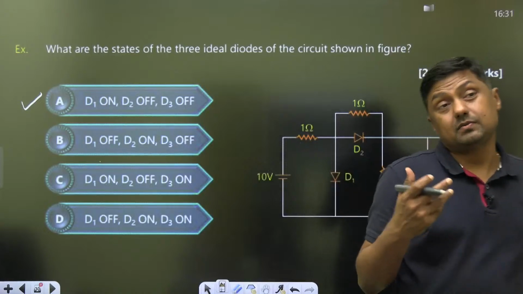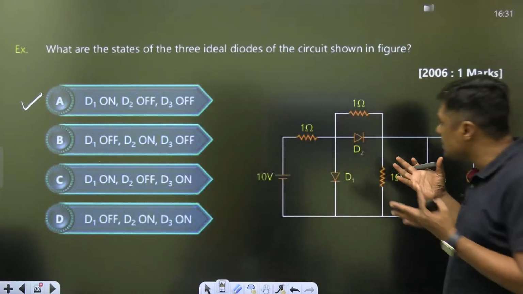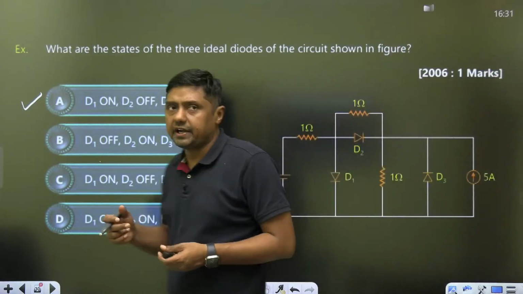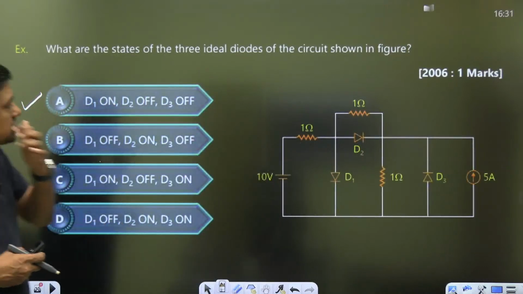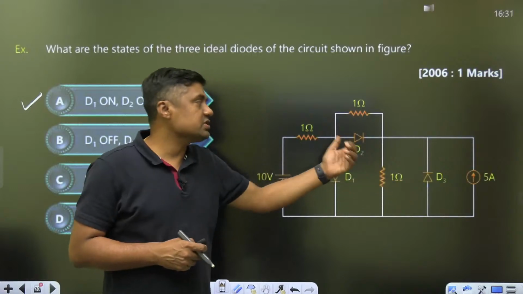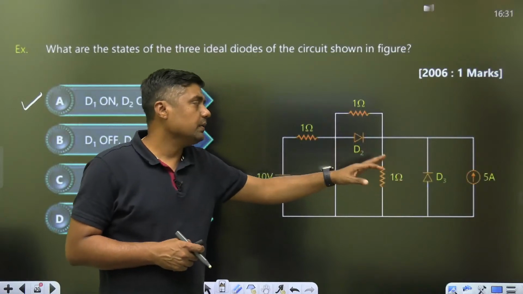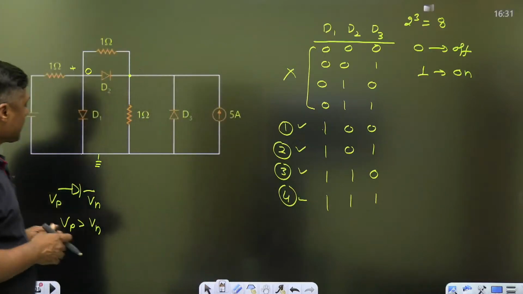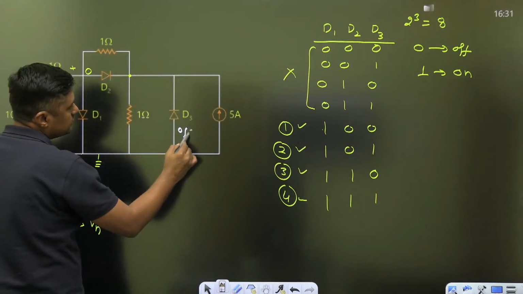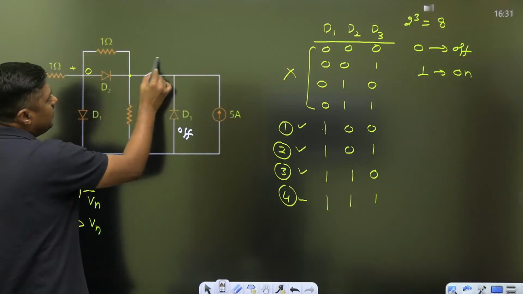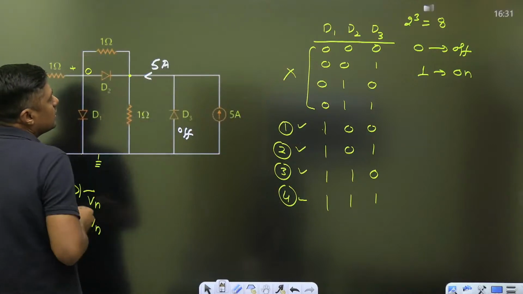Now, in the exam they will ask what is the current through the diodes. What are the currents? So we have to verify. If you are assuming that this diode is off, that diode is off, it means there is no current through the diodes D2 and D3. Now, if this is off, the 5 ampere current will flow here.